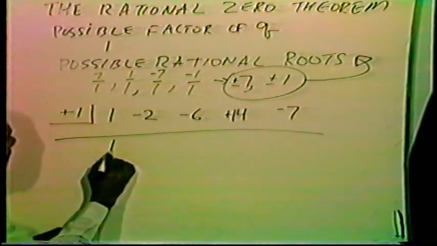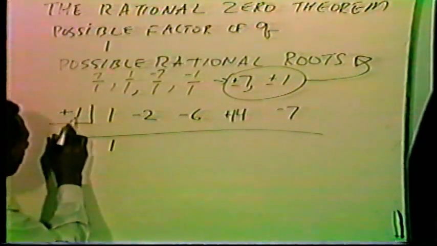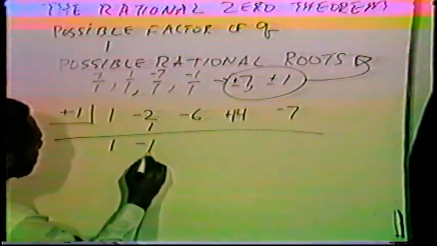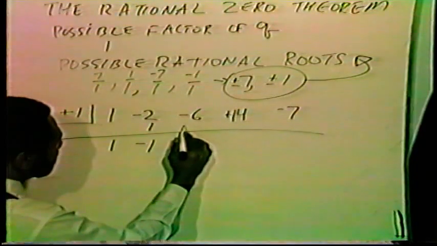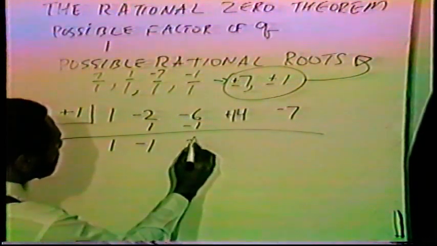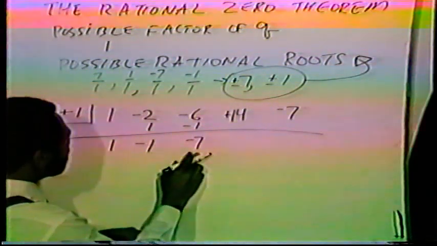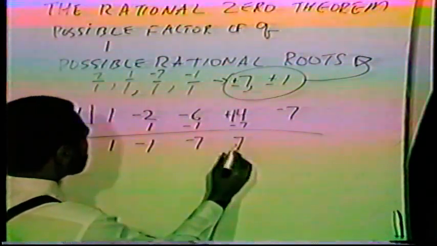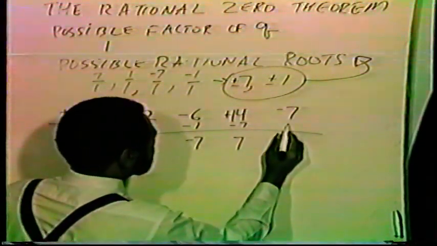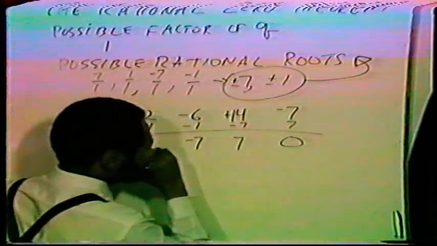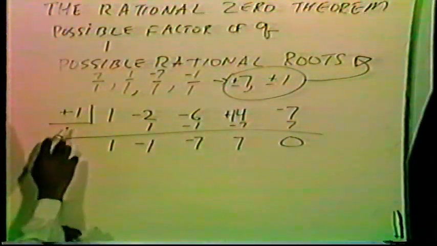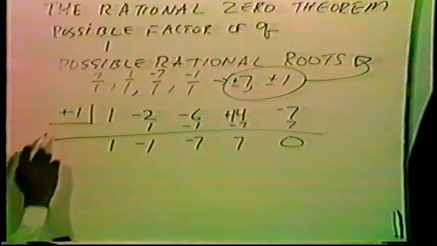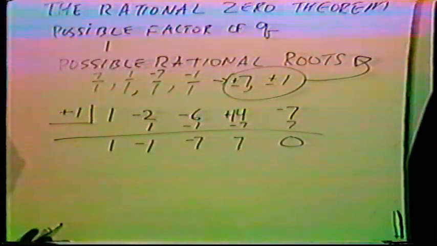We bring down the first coefficient, we multiply that times the synthetic divisor, that gives us 1. We add that to the next term, that gives us negative 1. We multiply that times the synthetic divisor, that gives us negative 1. We add that to the next term, we get negative 7. We multiply that times the synthetic divisor, that gives us negative 7. We add that to the next term, that gives us positive 7. We multiply that times the synthetic divisor, and that gives us positive 7, and our remainder is 0. So that means that one of our roots to this polynomial equation is positive 1.